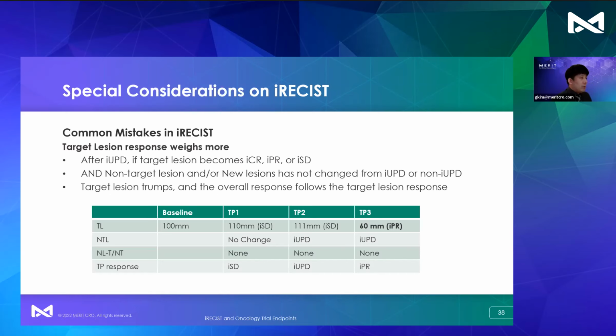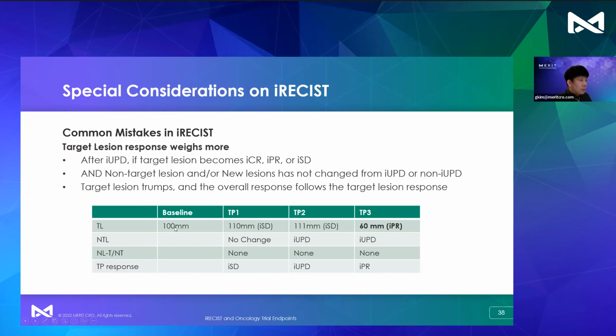Also, one other thing to remember is that target lesion response still weighs more. So basically, in such cases we discussed earlier, after IUPD, if the target lesion becomes ICR, IPR, or ISD, and the rest of the lesion categories are still in the same status or have not changed much, the target lesion outcome can derive the overall time point response. We have a short example here.